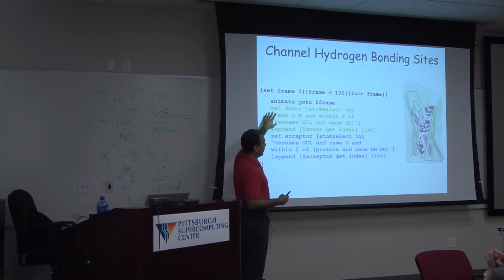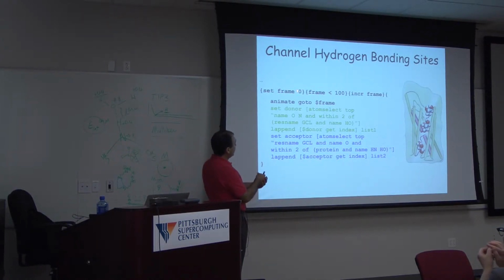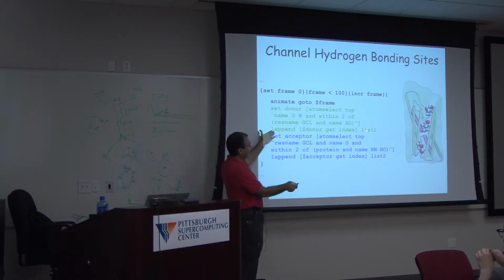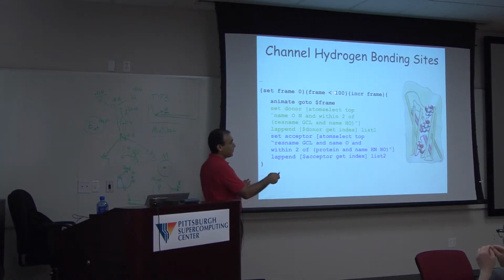Please don't use that. But this is just an example to show you how easily you can go through all the frames and do all sorts of crazy analysis that you are interested in VMD. So you just set frame, you define a loop that goes from frame 0 to frame 100 in your trajectory. And then you increase the frame number. That means you take the trajectory to the next step, and then do whatever analysis you want to do, save the results in a file or 2 files or 150 files, and then go to the next frame.